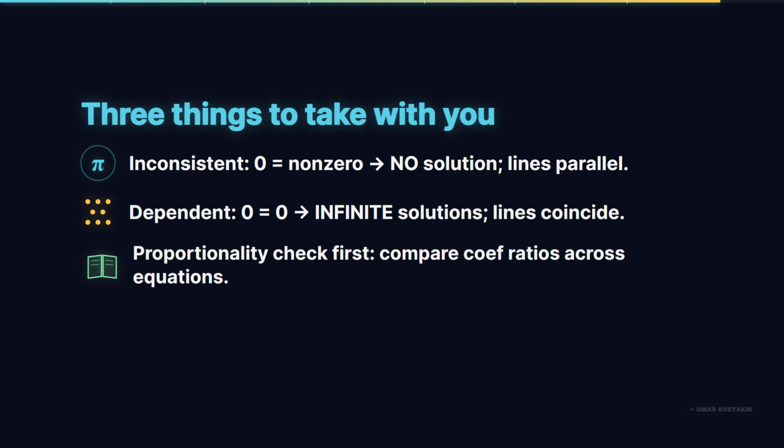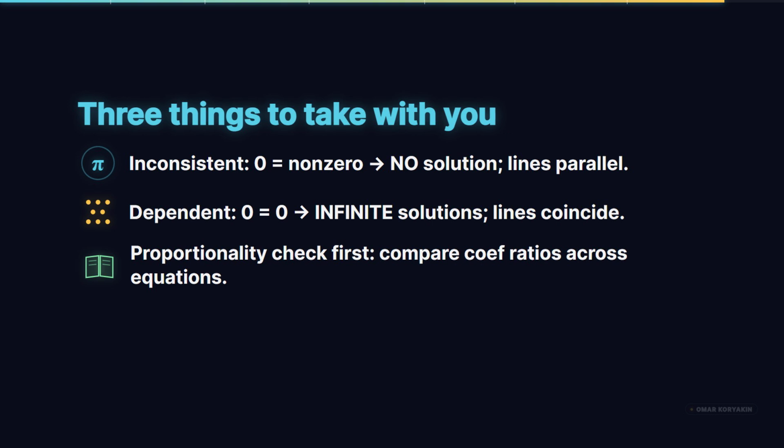The check takes about 10 seconds per system and prevents wasted work on special case systems where there is no unique solution to find. The proportionality test is the algebraic counterpart of the slope and intercept comparison from the geometric understanding of systems, and the 2 perspectives reinforce each other across every system you analyze. Recognizing the special cases is also important for real-world modeling work where contradictions and redundancies in a model often indicate that the underlying problem statement needs revision rather than that a solution should be sought.